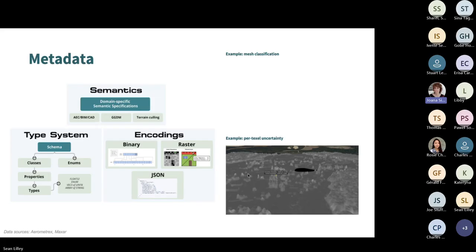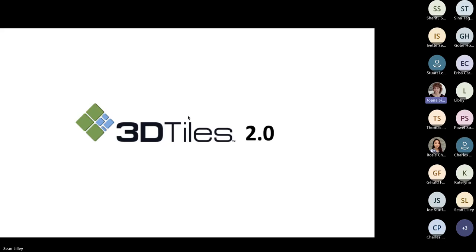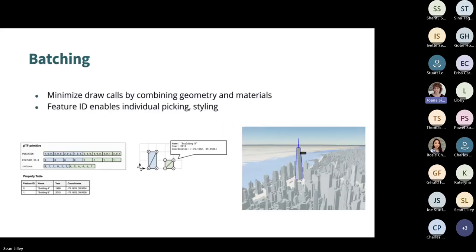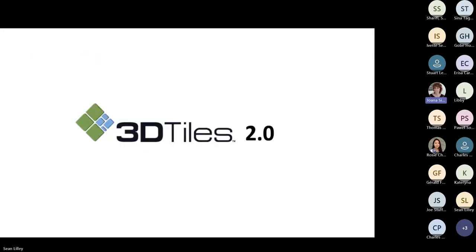So there's a few different ways that we encode metadata within 3D Tiles and glTF. All right, so that's the very fast intro of the current state of 3D Tiles. So I guess what we could call 3D Tiles 1.1.